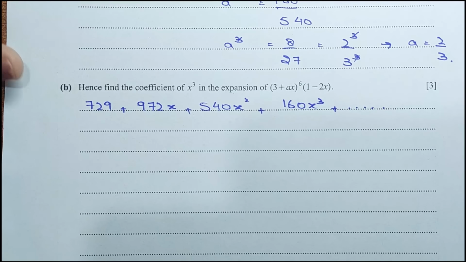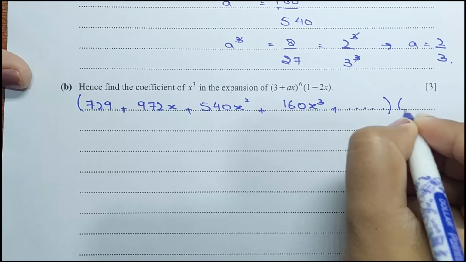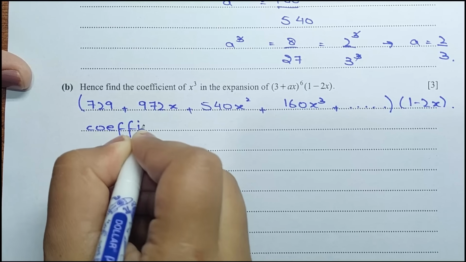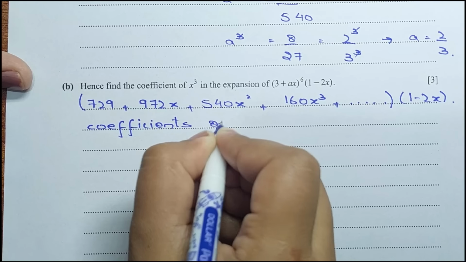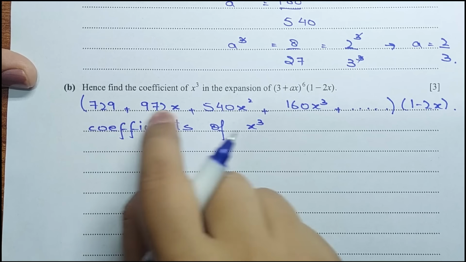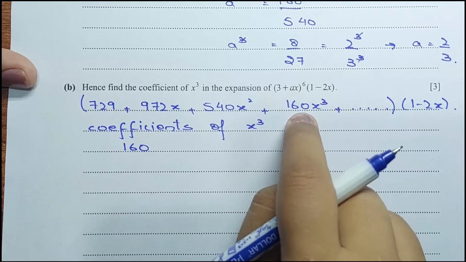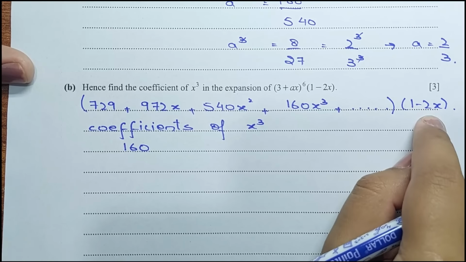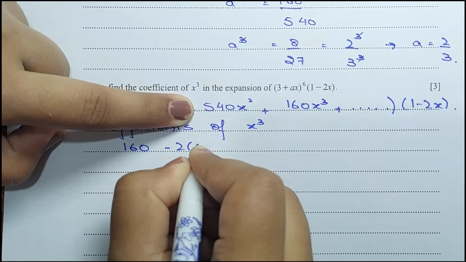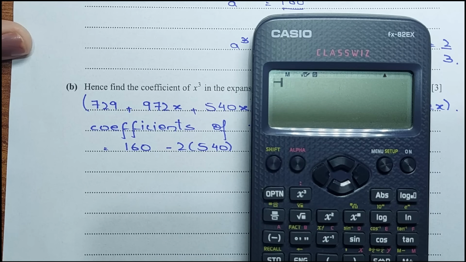Let me multiply this with 1 plus 2x. So first times it by 1. So this term is multiplying by 1 minus 2x, right? And solving for the coefficient of x cube. Okay, so first we have to multiply all the terms by 1. This is a constant, this is x squared, this would be the x cube term. So 160 is the coefficient of x cube, right? Now when we are multiplying with minus 2x, this would be the x term, this is the x squared term, this would be the x cube term. So minus 2 times 540. These are the coefficients of x cube. Okay, minus 2 times 540.